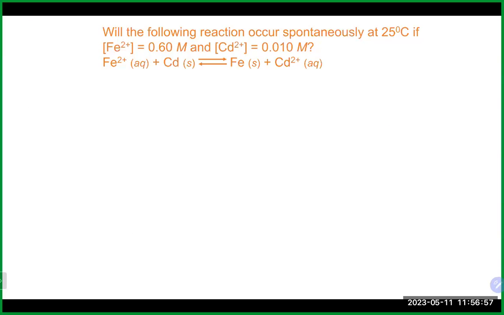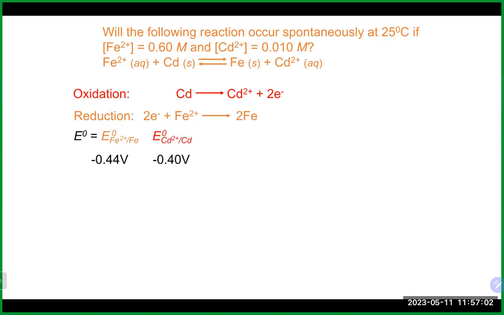All right, now let's try one perhaps. Here are some SRP values. Will the following reaction occur spontaneously at 25 degrees Celsius if you have an iron 2 concentration of 0.6 and a cadmium concentration of 0.01, following that reaction there? And again, our SRP values are there. See what you come up with here.